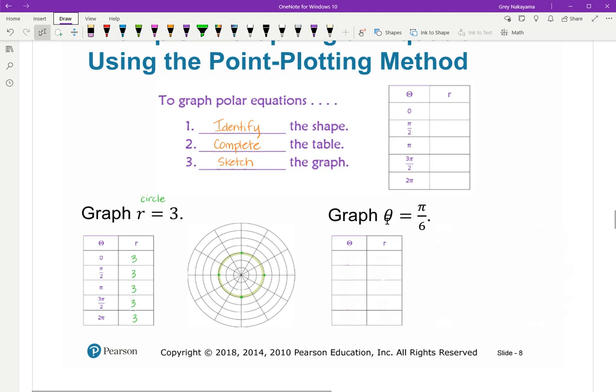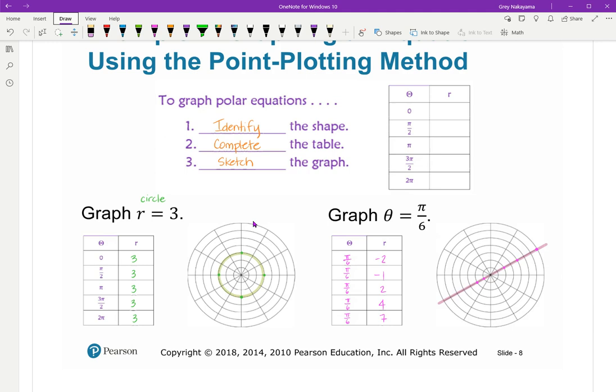How about graphing theta equals pi over 6? Well, no matter what, theta is pi over 6, but r can be anything. So I could say -2, -1, 2, 4, 7, anything. And when I graph those, they're all going to be on the same line. You can see the dots there. I graphed each of those points. Pi over 6, -2 is right there. Pi over 6, -1, pi over 6, 2, pi over 6, 4, and pi over 6, 7. And then you connect them.